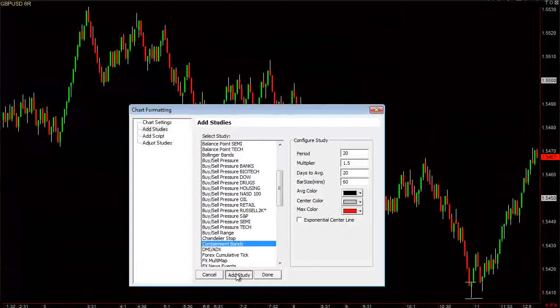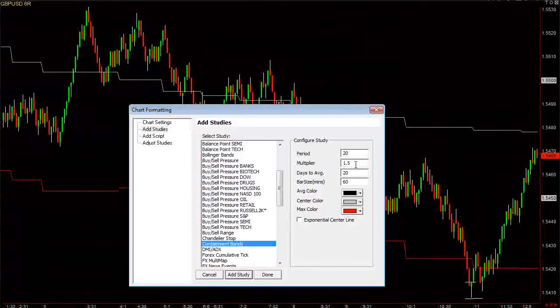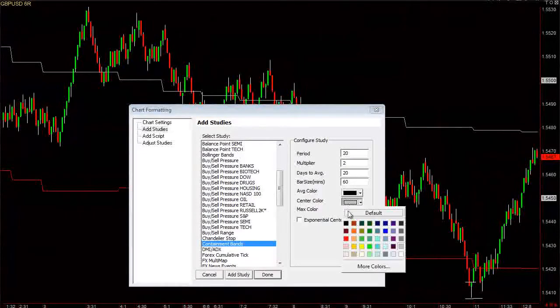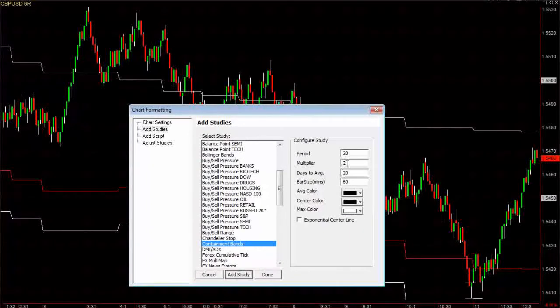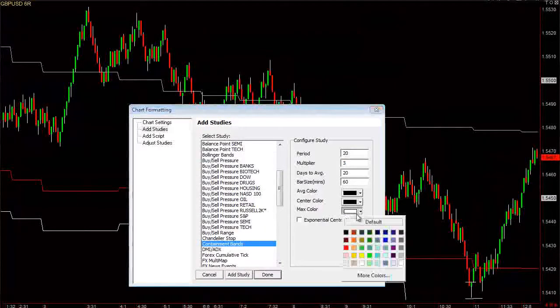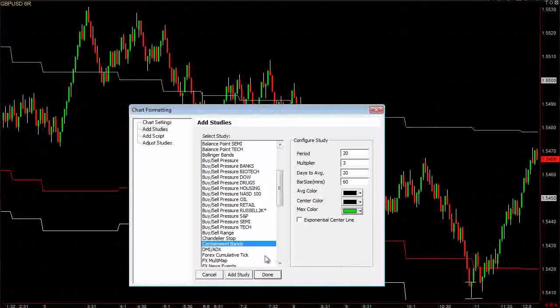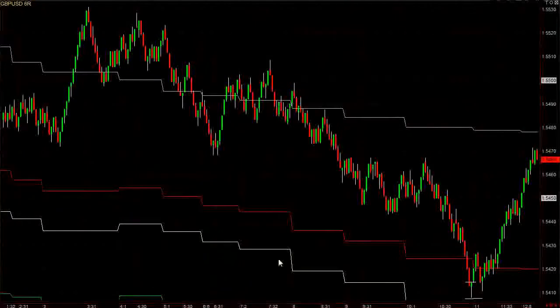The 1.5, 2, and 3 is what we use. I like to make the 2.0 band white, and the 3.0 band, which rarely ever gets hit, but when it does, there's about a 90% chance it's going to reverse probably in a few hours.